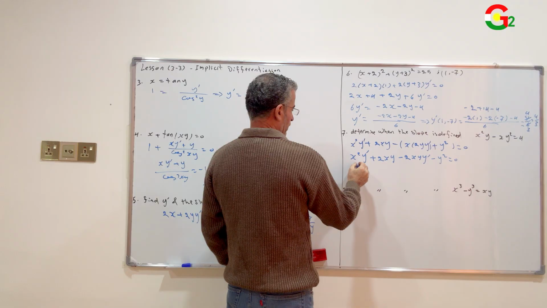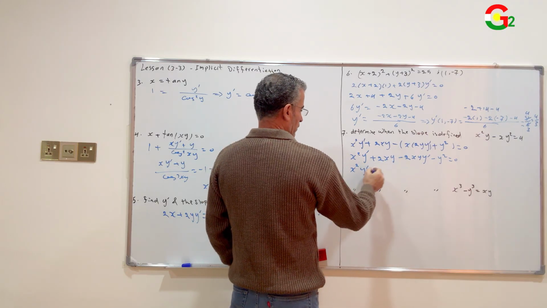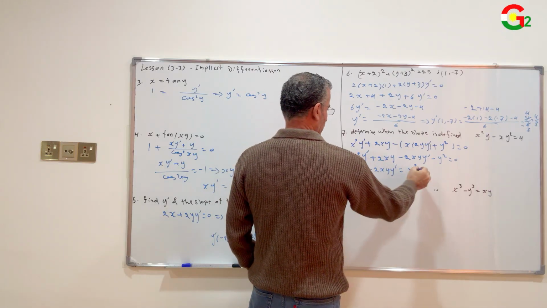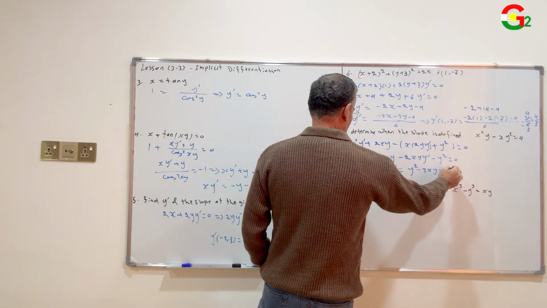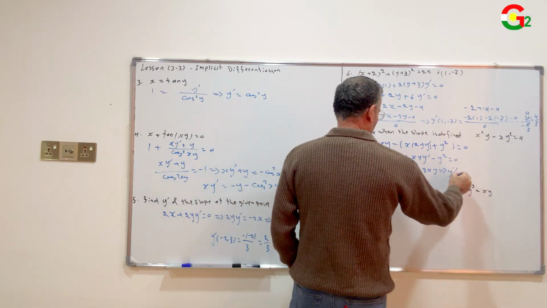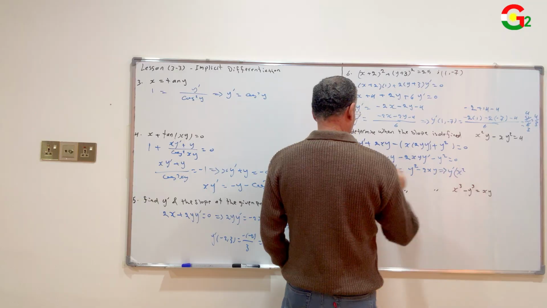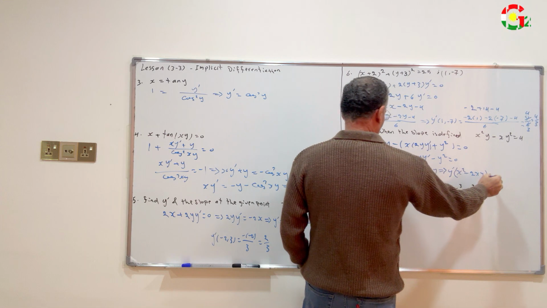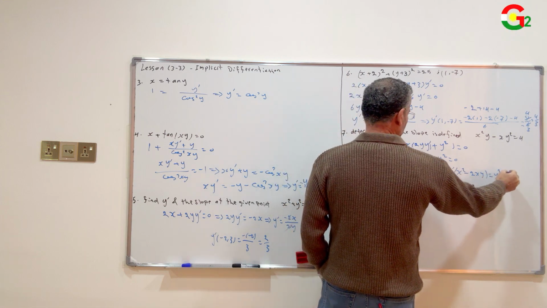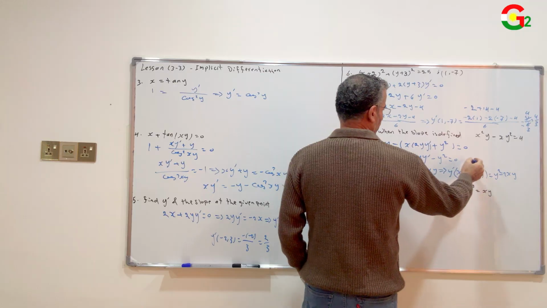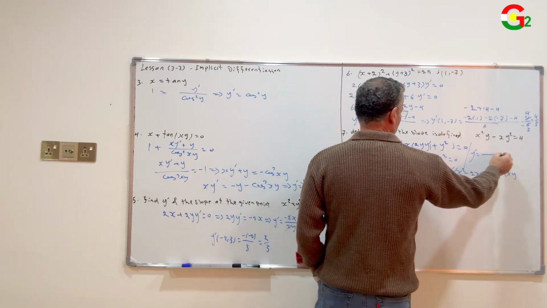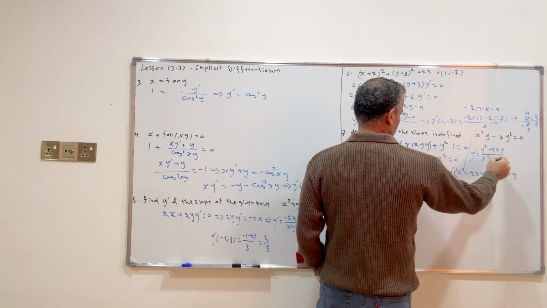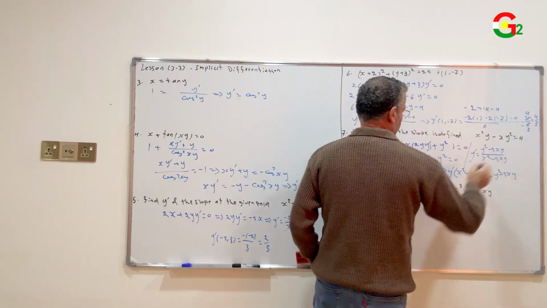Set the terms with y prime on one side: x power 2 y prime minus 2xy y prime equal to y square minus 2xy. Then factorize by y prime: y prime times x power 2 minus 2xy equal to y square minus 2xy. Then y prime equal to y square minus 2xy over x power 2 minus 2xy.